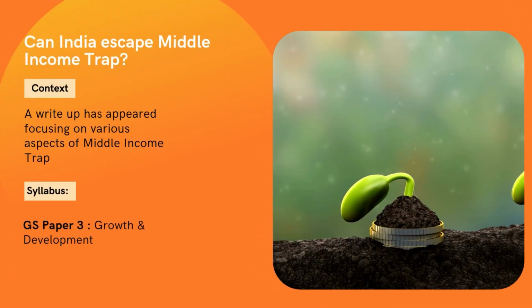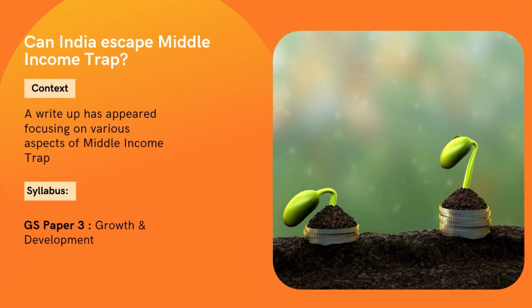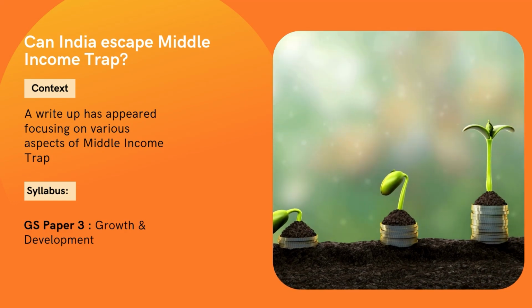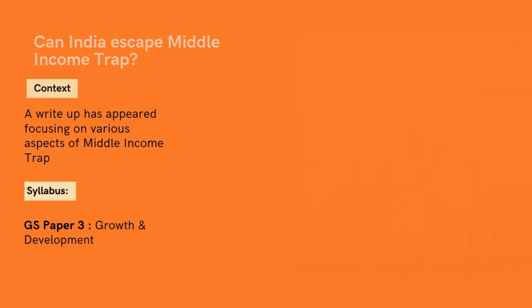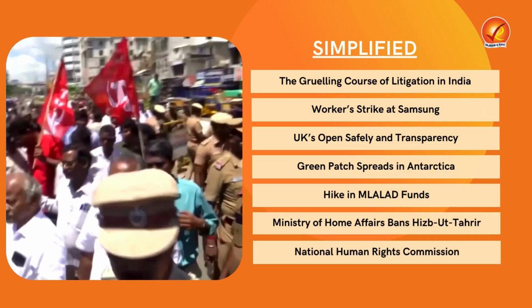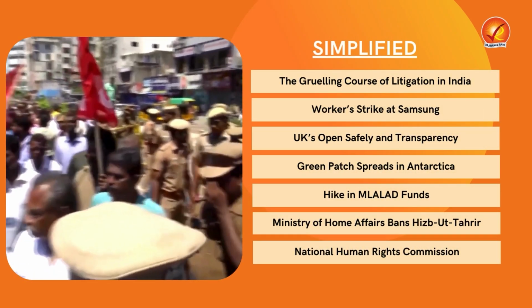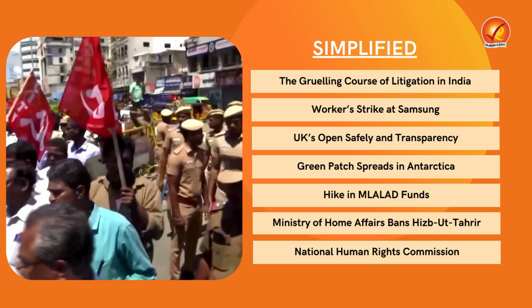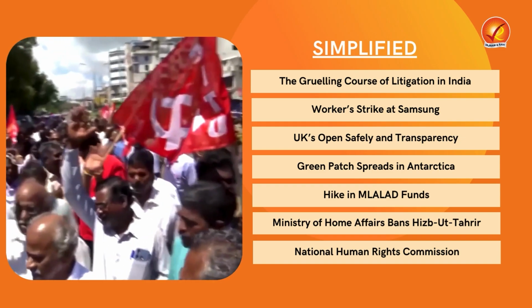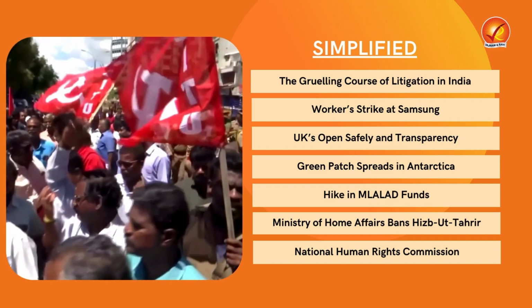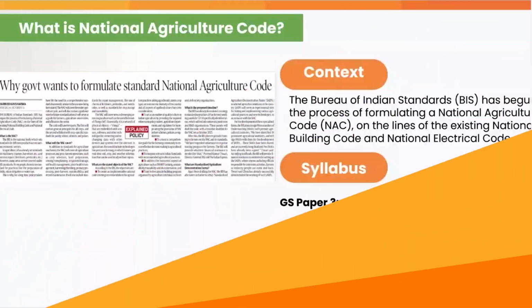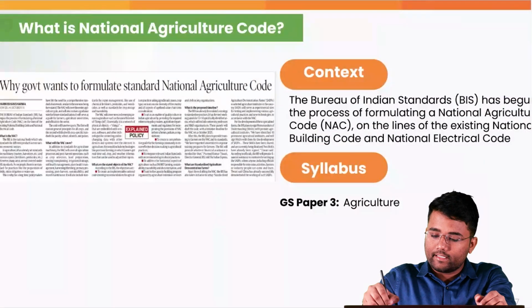Then in our second topic, we'll look into various dimensions of the middle income trap and whether India can escape the middle income trap or not. Then in our simplified section, we will take up 7 articles and try to explain them in the simplest language possible to enrich your understanding of newspapers. So stay tuned. Our first topic is the National Agriculture Code.